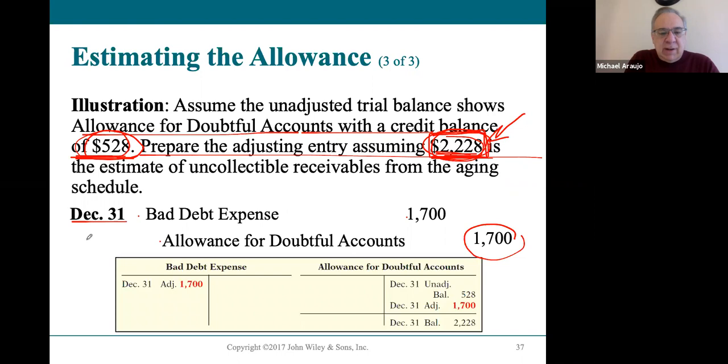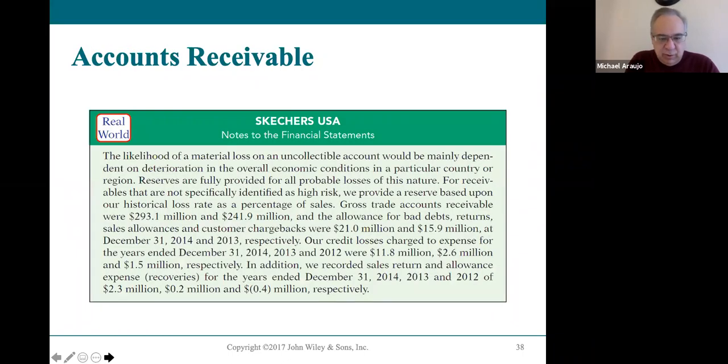Okay, you'll see it here. The bad debt expense, easy to explain as it gets posted. The allowance account, this might help you. You already have $528 in there. You have calculated this is what you want in there. That's your total allowance, 2,228. You already have 528. So you can only adjust it by whatever you need to get it to the new number. Okay. You only adjust it by what you need to get it to the new number. So that's what you have to remember when you do this. And you're only doing a few.